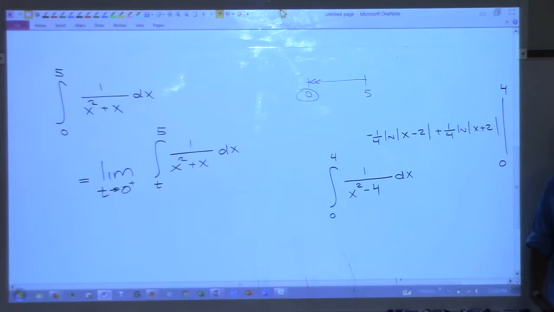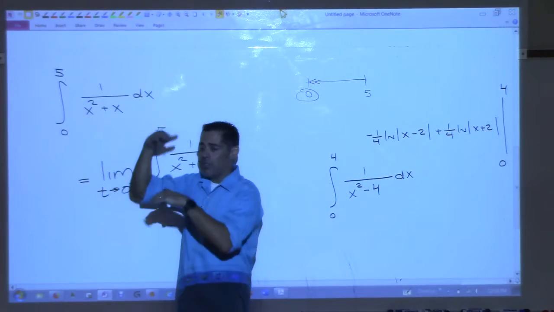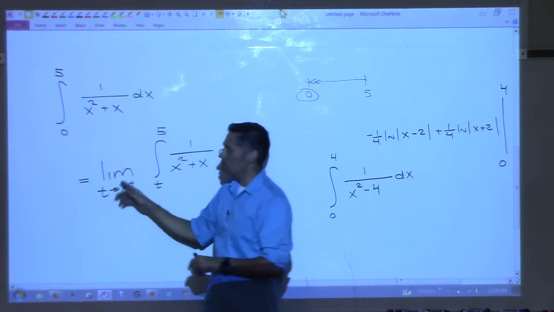So you just have to be very careful on that on a test. You get something that looks like this and you think, oh, he wants me to do partial fractions, just evaluate. No, no, no, no. You've got to do a limit here.